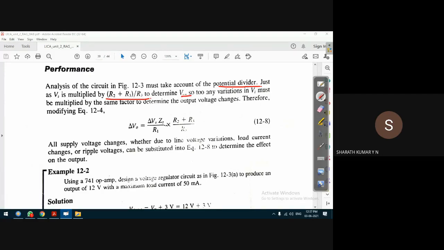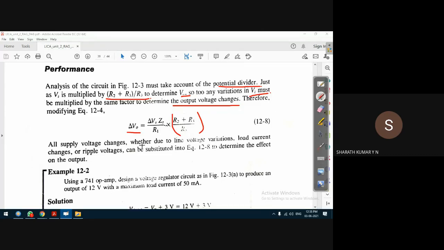So any variation in Vz will be multiplied by the same factor to determine the output voltage changes, because the gain cannot be ignored. This factor cannot be ignored. The change in output voltage is delta. Earlier it was only delta Vz divided by R1 because there was no resistance. Now, because of the gain, we have to consider (R2 plus R3) divided by R3, that is, 1 plus R2 by R3.